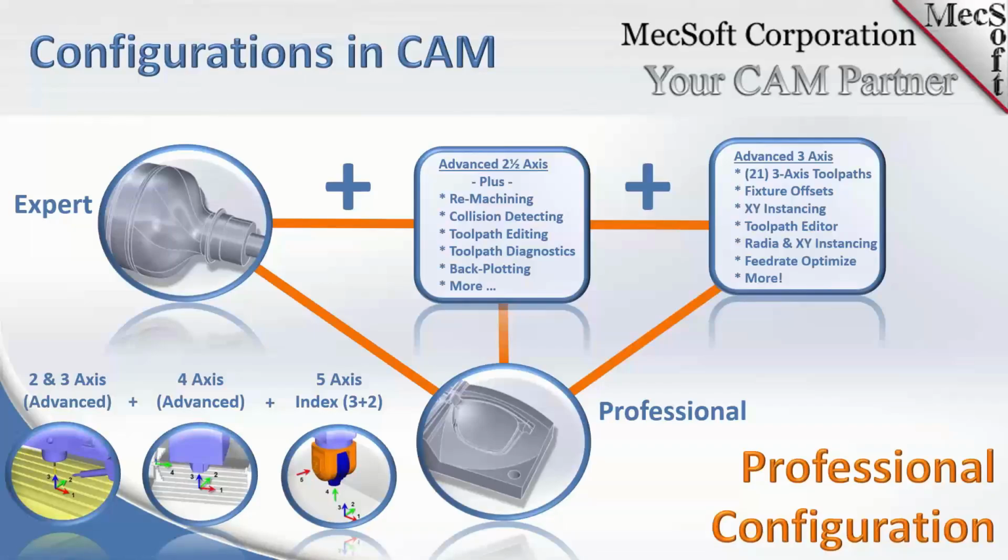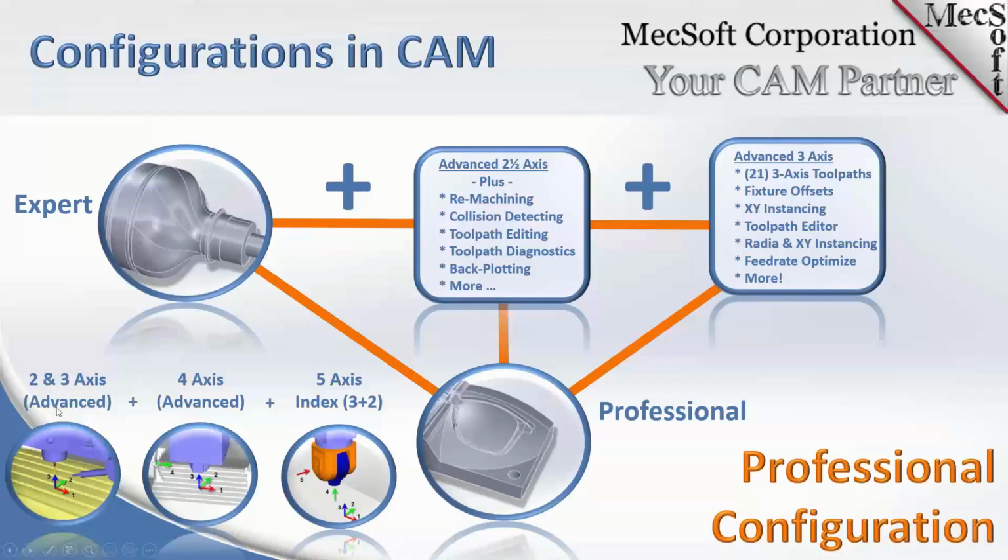You have the best accuracy that you need, but you just don't have the number of toolpath operations that you may need in order to get the best type of surface finish on your part. So again, we're looking at Professional. And in the Professional configuration, you get these capabilities that I show here in the bottom right.